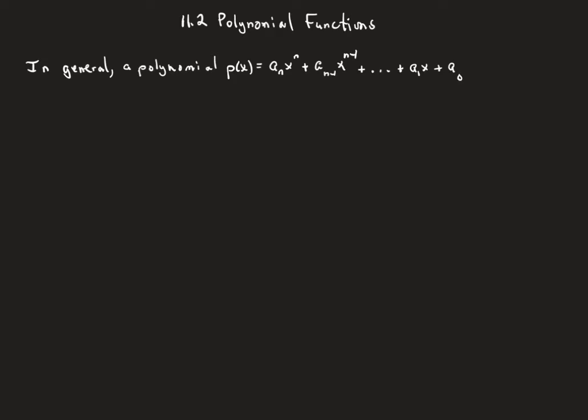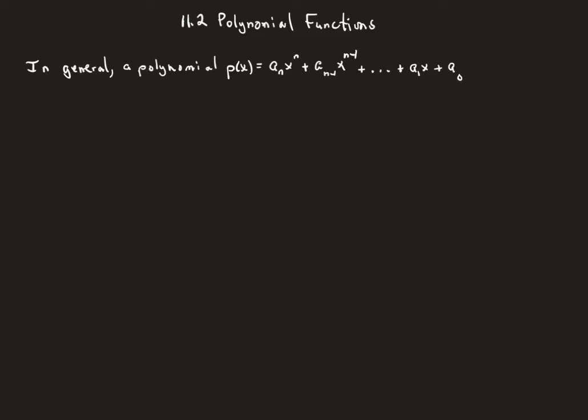In this video, we're going to talk about section 11.2 in our book, Polynomial Functions. In general, a polynomial p of x can be written in the form a sub n x to the n, plus a sub n minus 1 x to the n minus 1, plus dot dot dot, plus a sub 1 x, plus a sub 0. I know that's a lot of notation to start with, and it can be a little daunting, but don't get overwhelmed by it.